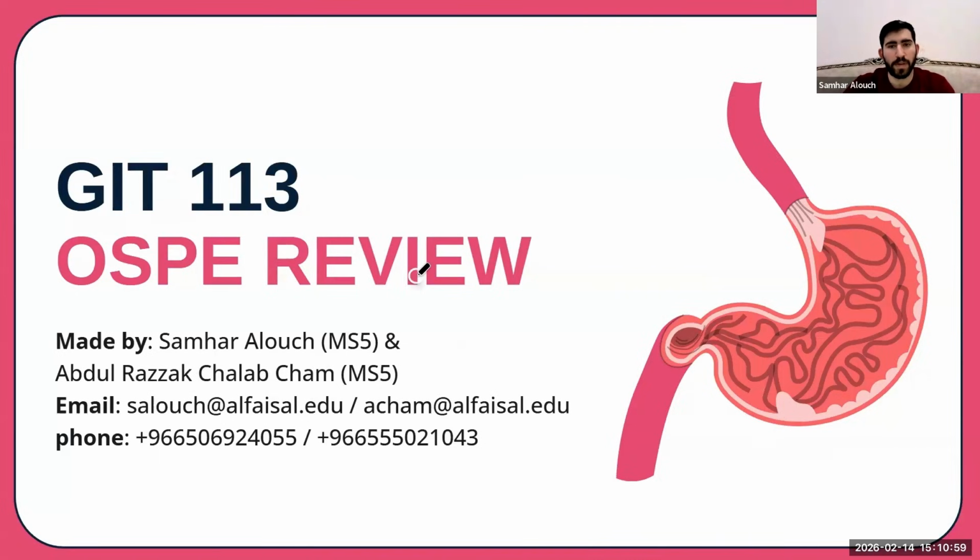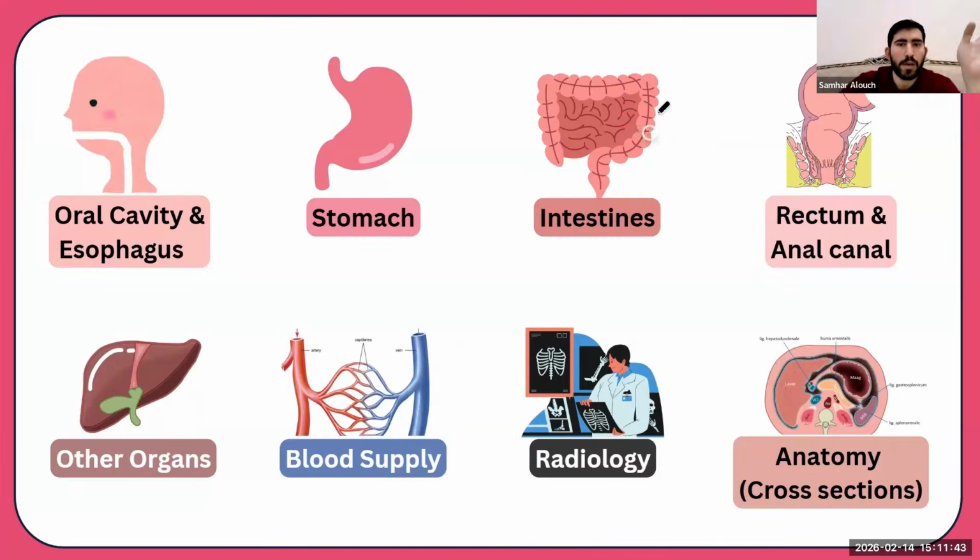We are going to do the whole GIT 113 OSPE review. Everything mentioned here will be either black or red or other colors. The red things are the high yield things for the OSPE. The black things are important for SAQ, general information, or even for the MCQ.